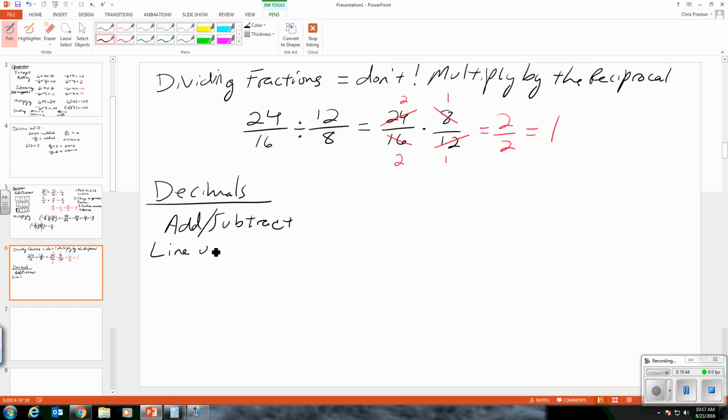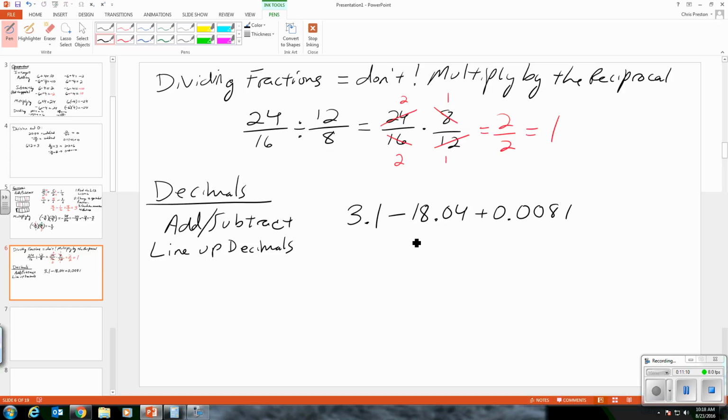Line up the decimals. Right? The key there is combine place value is what you're doing. So if you have 3.1 minus 18.04 plus 0.0081, what you want to do is combine place value.